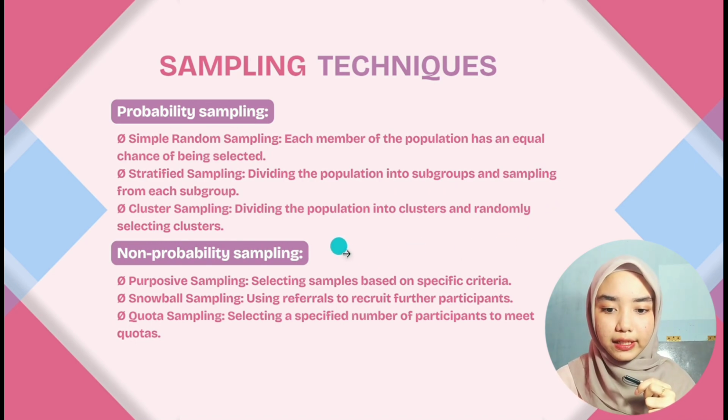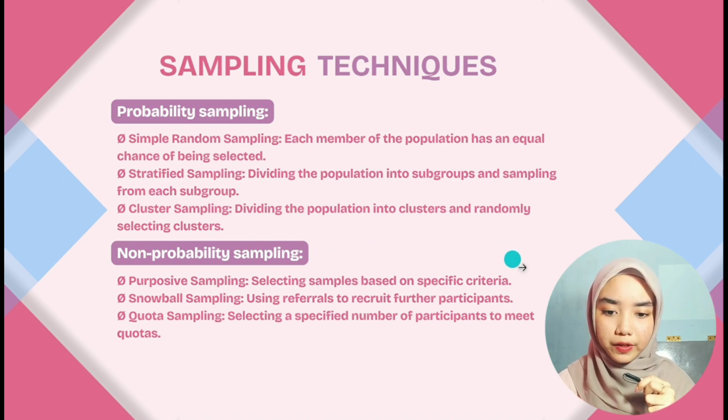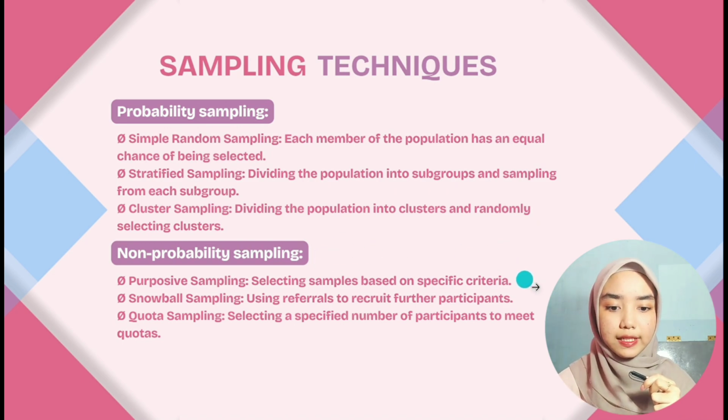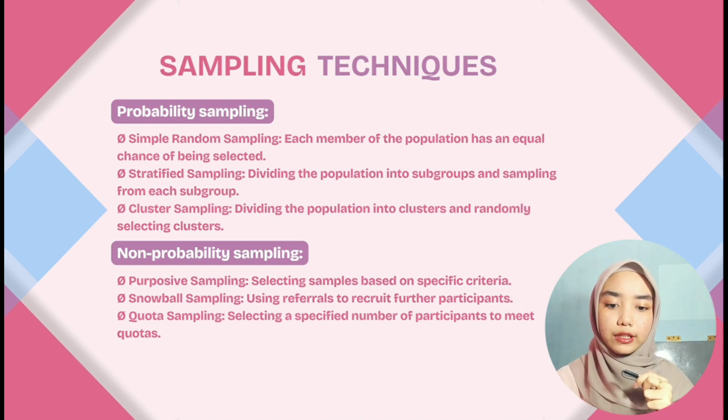And for the next techniques is non-probability sampling. Here is the first purpose sampling, which is selecting the samples based on specific criteria. And next is snowball sampling, which using referrals to recruit further participants. And then quota sampling, which selecting a specified number of participants to meet the quotas.